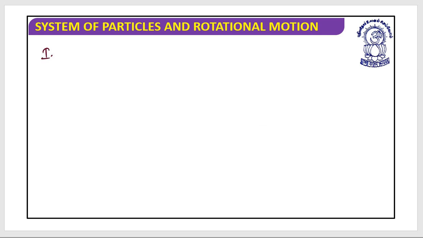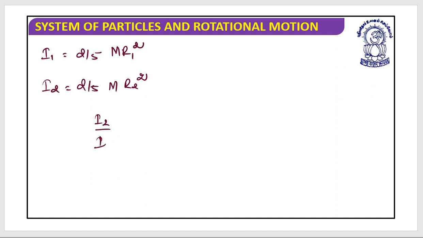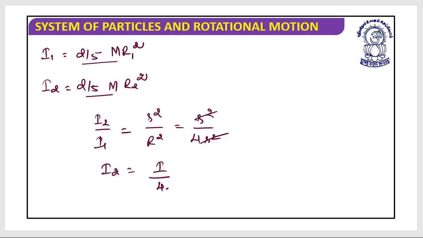Initially it was a single sphere only. I1 is equal to 2/5 m R square, or I should say m into R1 square. Now I2 would be equal to 2/5 into m into r2 square. Let's take a ratio, I2 divided by I1. The common terms cancel, leaving small r square divided by capital R square. With R equal to 2r, it's r square over 4r square. So I2 is equal to I by 4. That's it.